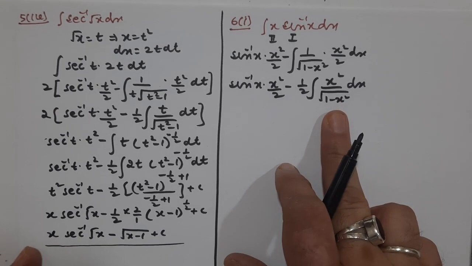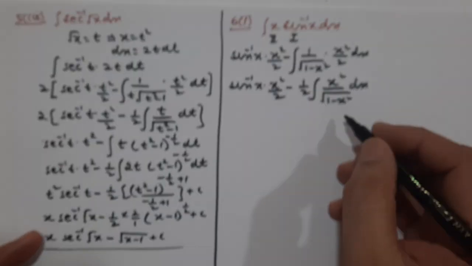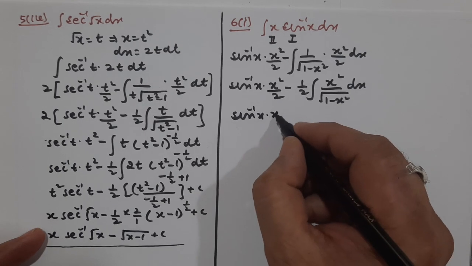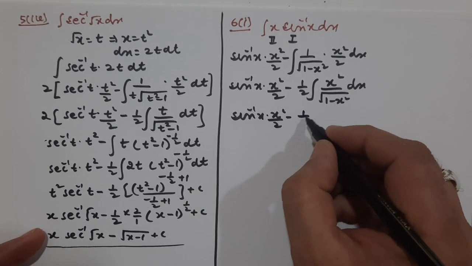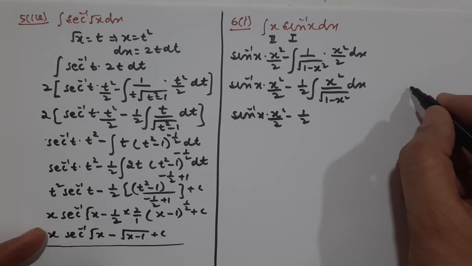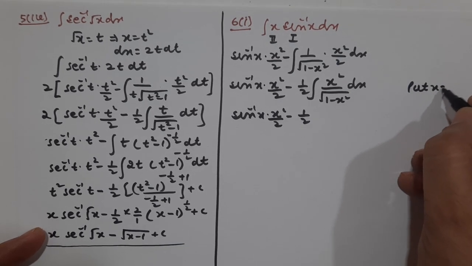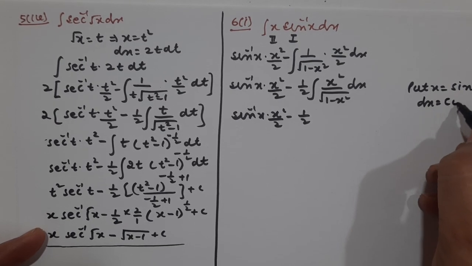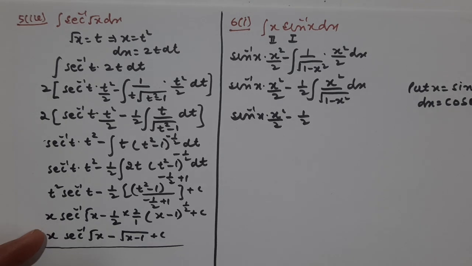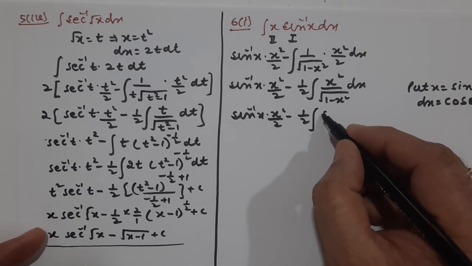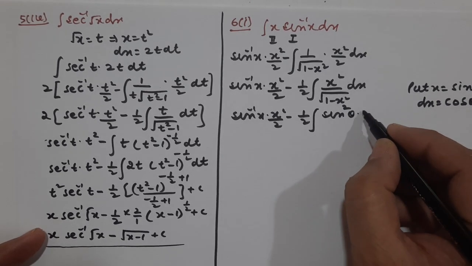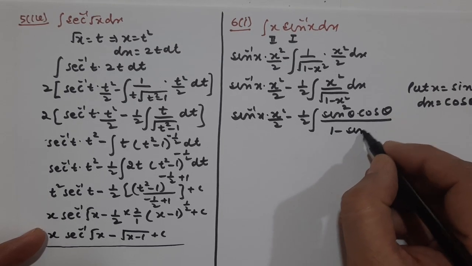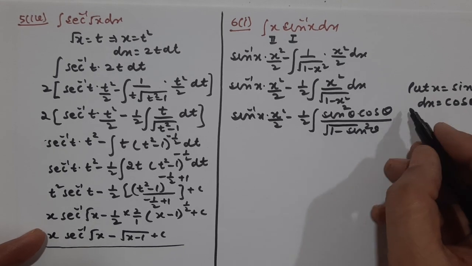Now students, to integrate this factor, we get sine inverse x into x square upon 2, minus 1 upon 2. So to integrate this factor, we put x equal to sine theta and dx equal to cos theta d theta. So we get sine square theta, dx is cos theta, and 1 minus sine square theta, d theta.